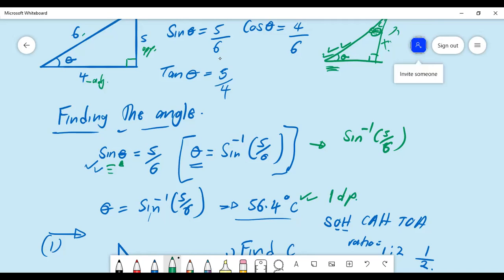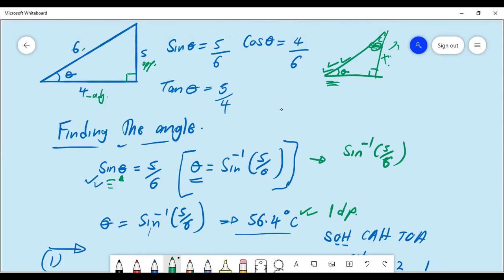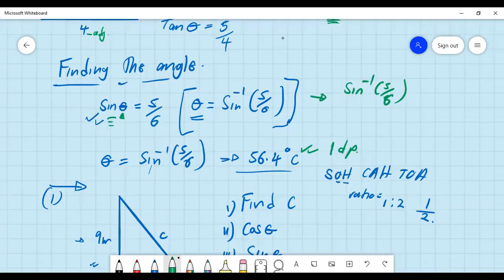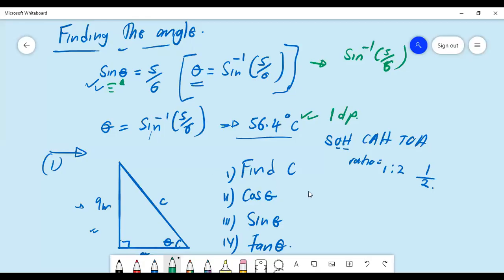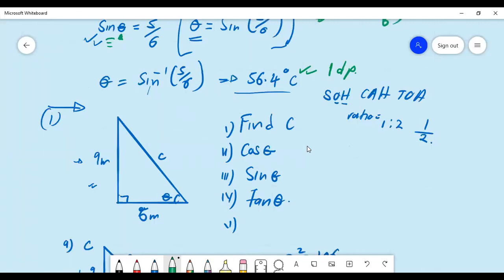Okay, then should we continue? So we had that example there. Yes, teacher. Okay. I see that example. Example 1.